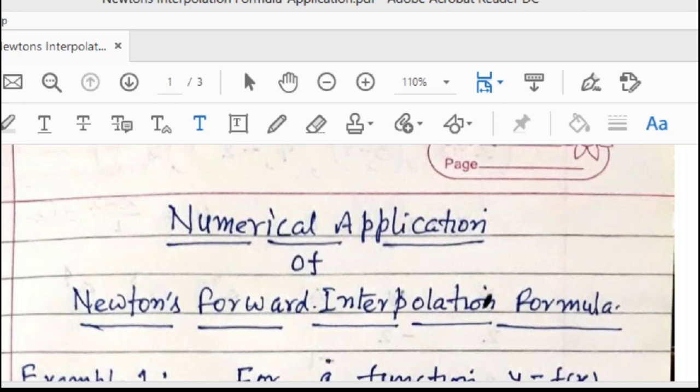So today in this lecture, I think the concept of the Newton's forward interpolation formula would be quite clear. From that point of view, two important applications in the form of numerical examples have been designed to present before you. We have seen the numerical applications of the missing values too.